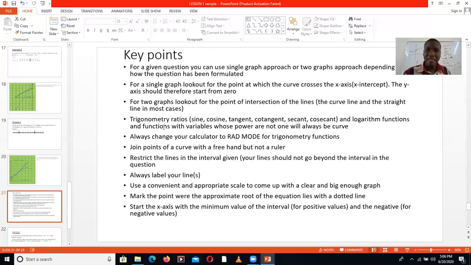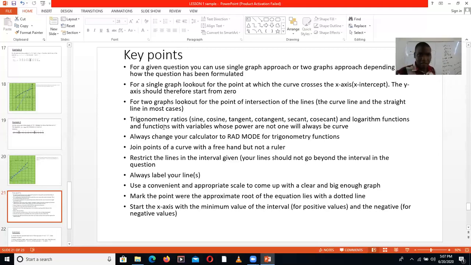Then restrict the lines to the interval given. If I'm studying the interval 0, 1, and I have, let's say, a point like that, I stop at exactly 1. If you take it beyond like that, you can't see it. If I take it beyond, this is 0, this is 1, and I take it beyond like that, this is now a wrong curve, if I'm investigating the behavior of this function f of x in the interval 0, 1.